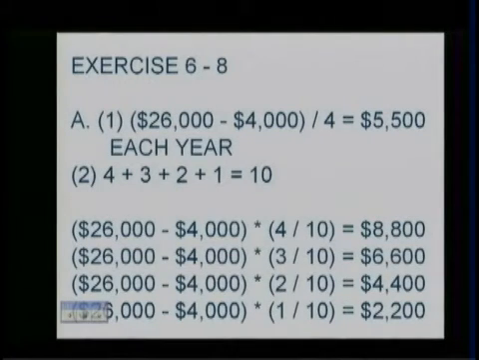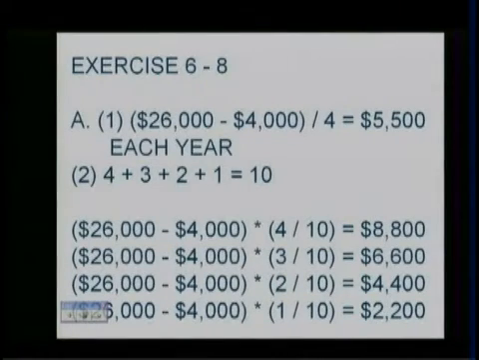In the second one, they ask us to do sum of the years depreciation. Well, it's a 4-year useful life, so we add up all the numbers from 4 down. 4 plus 3 plus 2 plus 1. That will give us 10. So the calculation for sum of the years' digits is to take your cost of $26,000, subtract your salvage value of $4,000, then multiply it by the first number, which is 4, divided by the sum, which is 10, which is 4/10, and that gives you $8,800 for the first year.